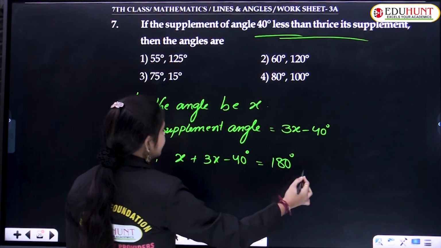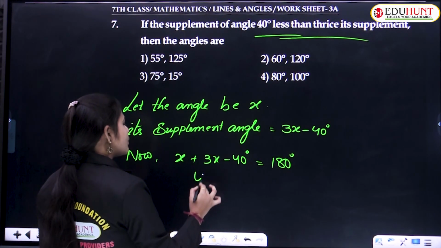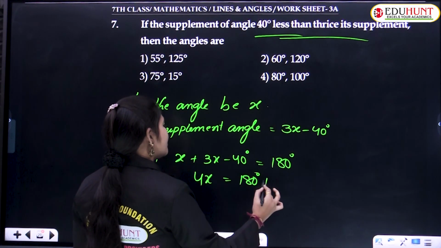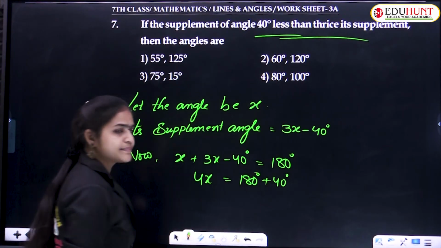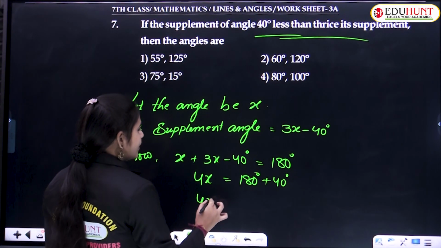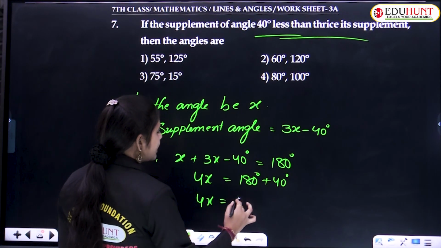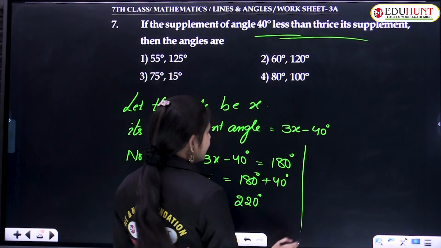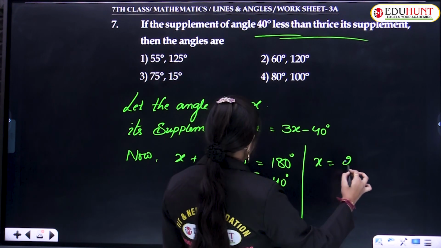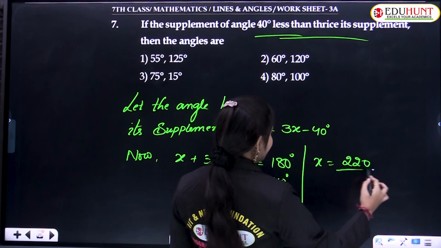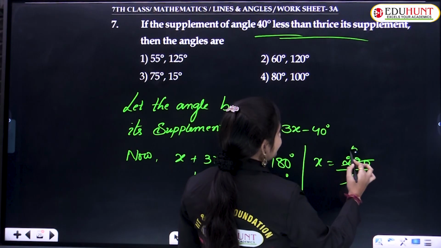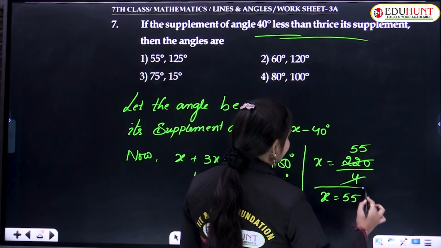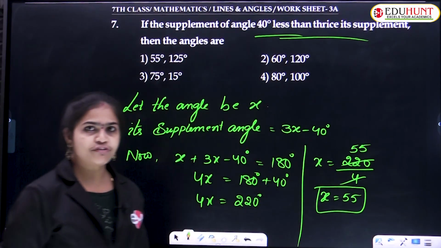180 degrees. x plus 3x is 4x, equal to 180 degrees, and minus 40 becomes plus 40 degrees. Now 4x is equal to 180 plus 40, which is 220. As per this, x is equal to 220 by 4. Four fives are 20, so x is equal to 55.